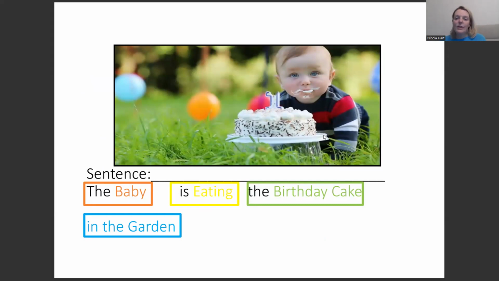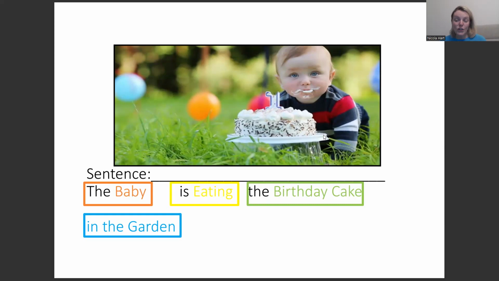The baby is eating the birthday cake in the garden. So when we were doing it, we would say, oh, what doing? Eating. Orange is who is eating, the baby is eating. Green is what, and blue is in the garden. Now, this is a very quick overview of colourful semantics.